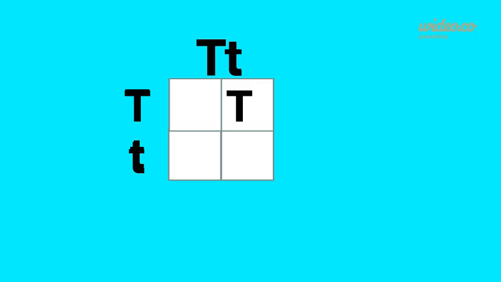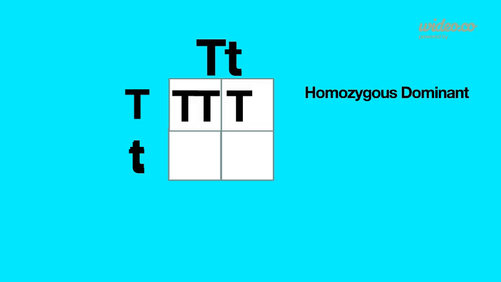Starting with the top left box again, let's fill them in. We first get a big T from the father and a big T from the mother. This genotype gives us a homozygous dominant, meaning the phenotype will be tall. Let's move on to the next box.